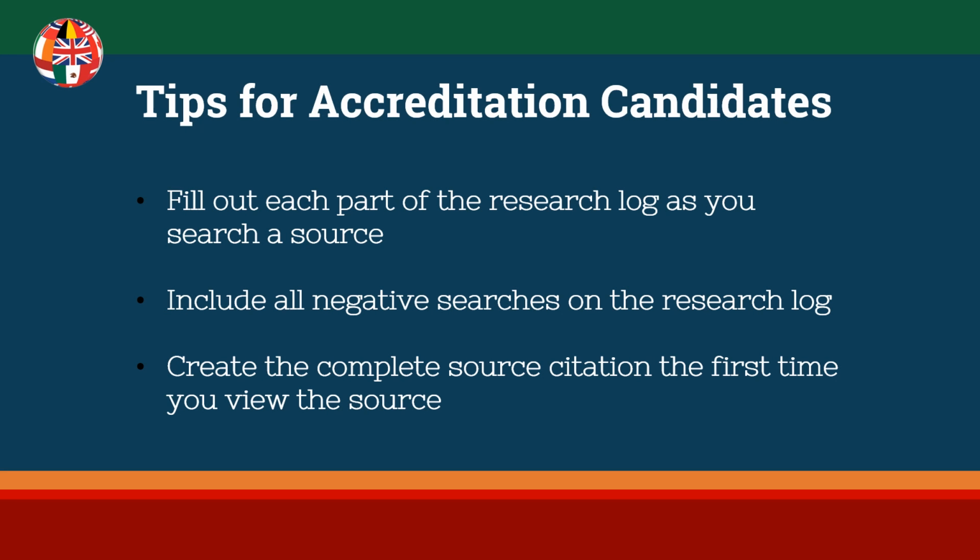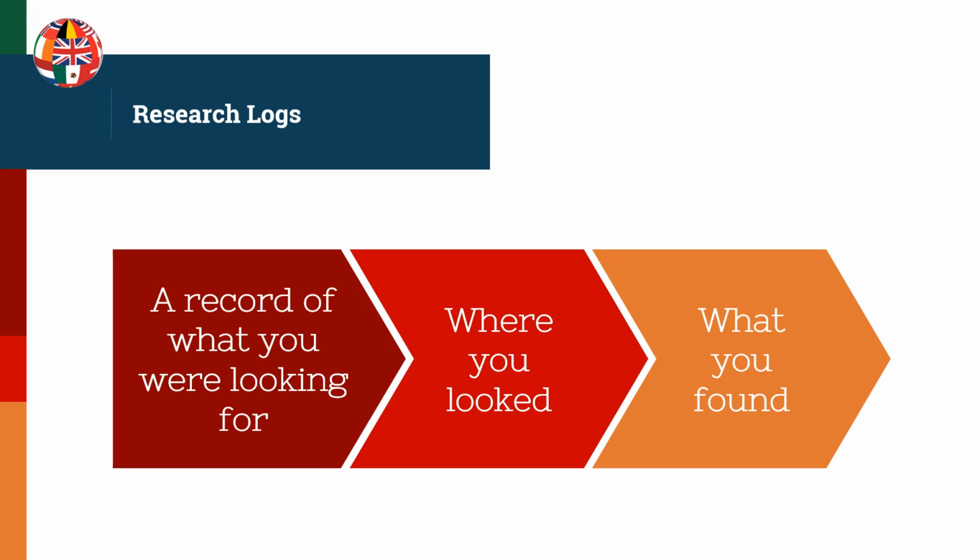Tips for accreditation candidates: you will need to fill out each part of the research log as you search a source. Include all negative searches on the research log, and create the complete source citation the first time you view the source. To review, a research log is a record of what you were looking for, where you looked, and what you found.